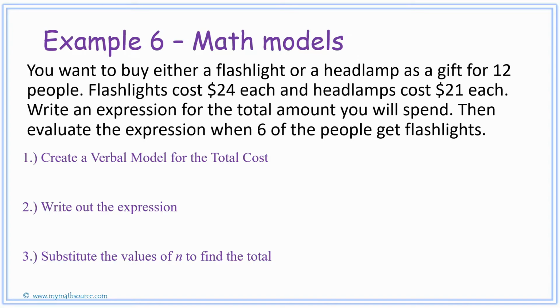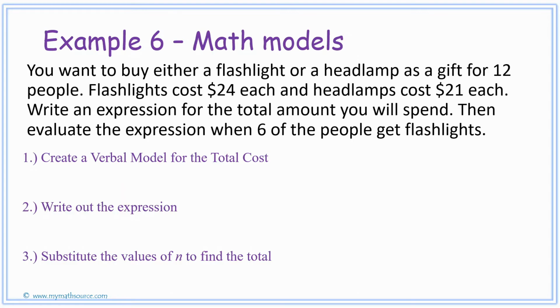So we can use the same model that we had before. Create a verbal model for the total cost. Sometimes it helps to write what you're finding so you know at the very end. Write out the expression. That means label the different aspects of your model with the variables or numbers. And then finally you substitute the values that you need in there. And you can see it says that at the last sentence. Evaluate the expression when 6 people get flashlights.